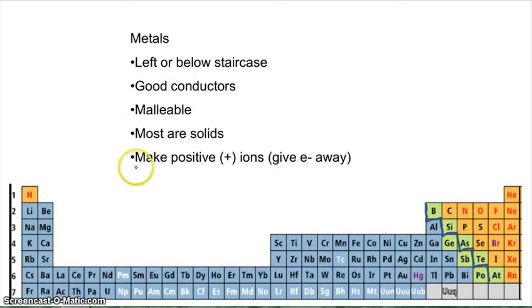Also, the last thing is that metals, when they form ions, will make positive ions, and that means that they are giving away or losing electrons.